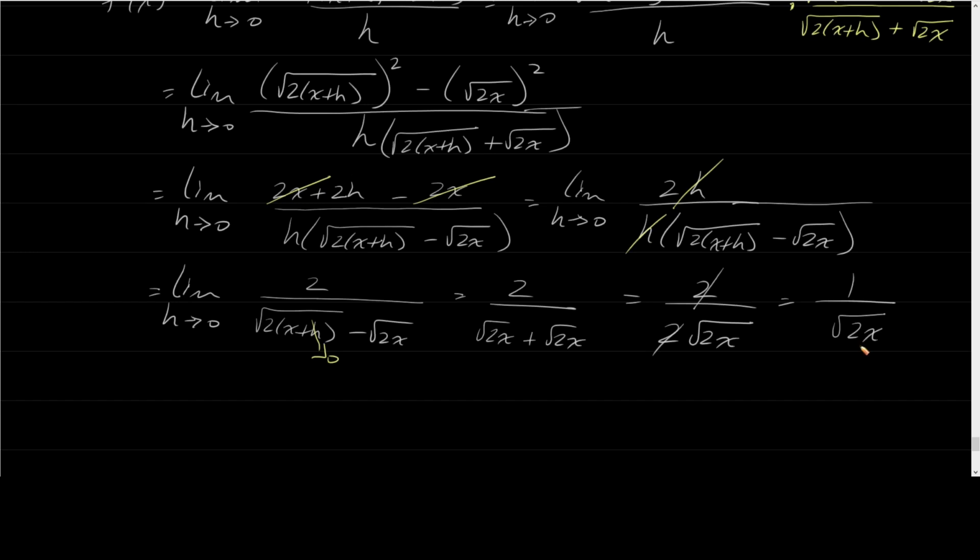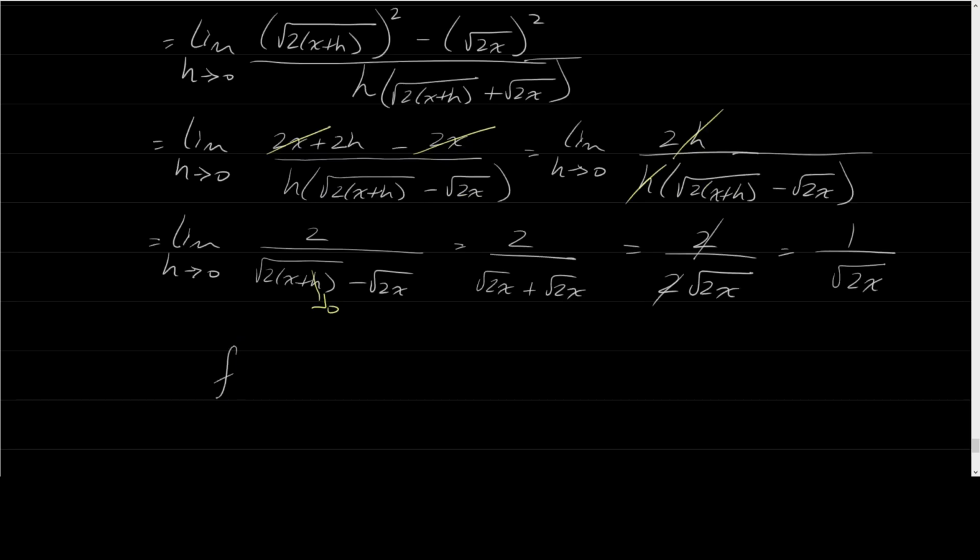All right, and that would be our final answer. In here, f prime of x would be 1 over radical 2x.